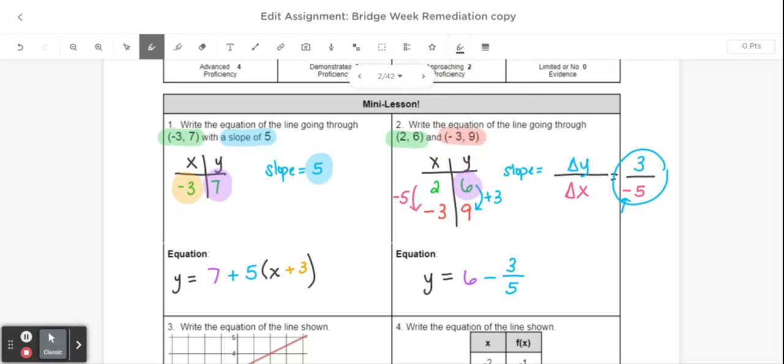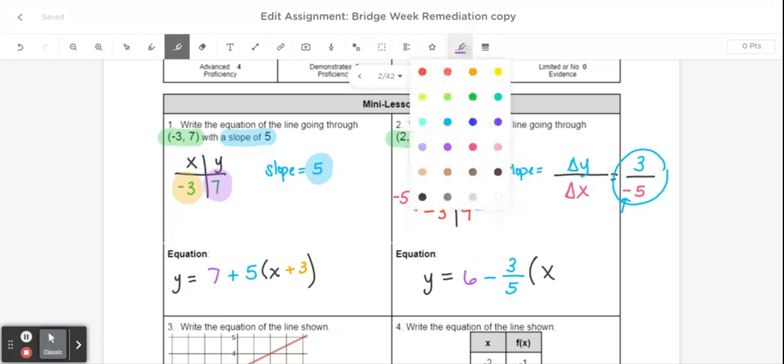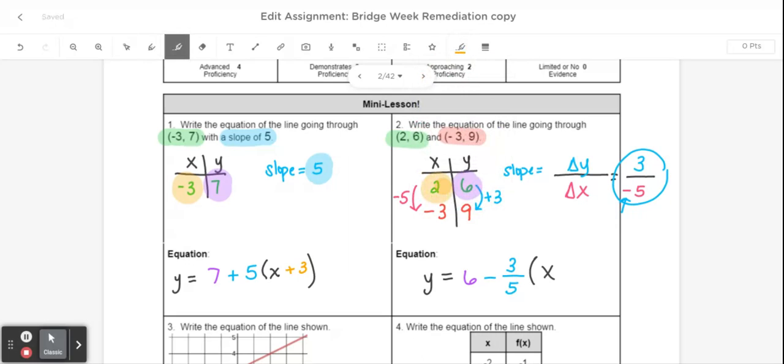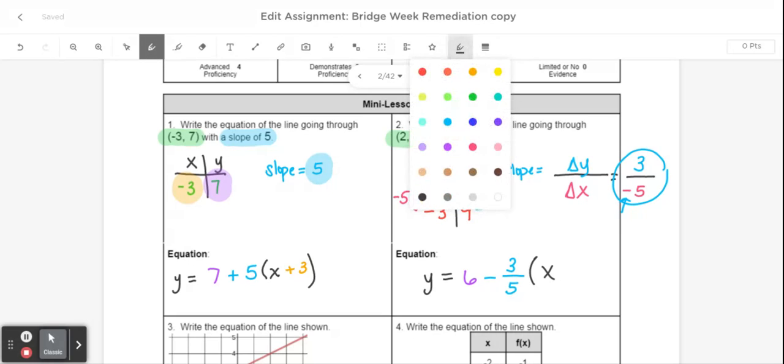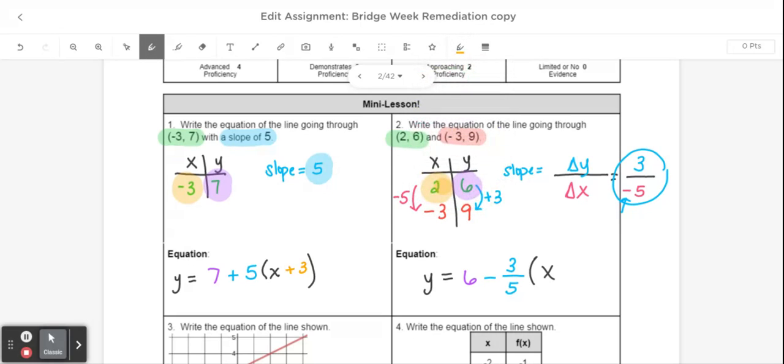And then I'm going to put parentheses x, just like I did before. And then I'm going to look at the starting x value. Now, the starting x value here is a +2. But we need to remember that when it comes to x, x is always the opposite. So when we had a -3, we have a +3 in the equation. If we have a +2, we're going to have a -2 in the equation that we're writing. And that's your final answer.